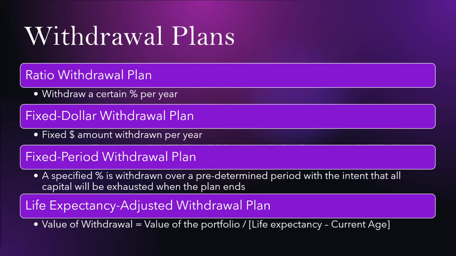You also have the life expectancy adjusted withdrawal plan. This is often used for retirement projections. The value of the withdrawal is equal to the value of the portfolio divided by the difference between the life expectancy and the current age. Now, if you are using it for a retirement projection, of course, you will have to estimate some sort of growth, so that would change this withdrawal a little bit. But it is one way to calculate how much someone should be withdrawing from their investment, especially when looking at retirement.